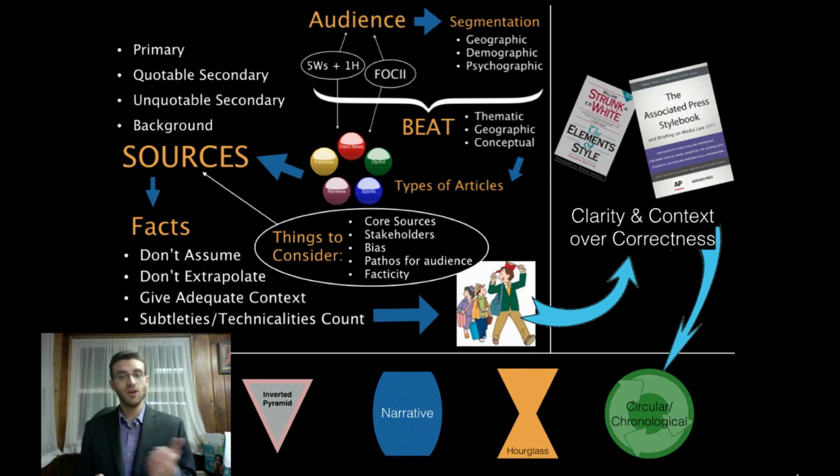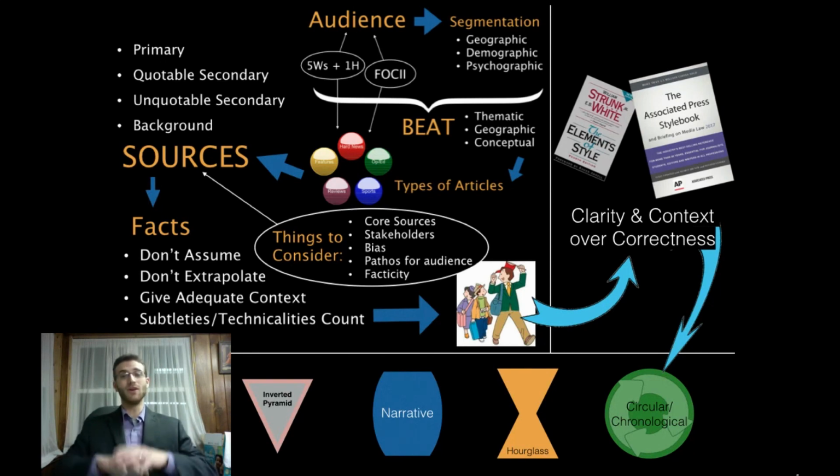We shouldn't assume, we shouldn't extrapolate, we should give adequate context, and we should make sure we're getting all of the subtleties and technicalities correct, because they count, especially when you have an intelligent audience who knows what you're talking about, which is increasingly the case when you have more and more specific beats, because you're now catering to more of a niche audience. Once you have all this in place, we said that you are now equipped to become this tour guide through the postmodern Wikipedia haze, this partial truth of alternative facts, weird landscape that we're in now.